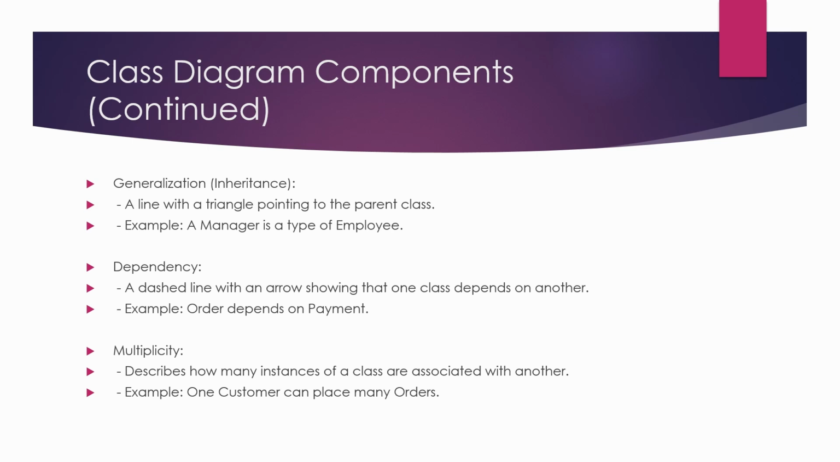Class diagrams contain several types of relationships. First, we have generalization or inheritance, which is represented by a line with a triangle pointing to the parent class. For example, a manager is a type of employee. Next, there's dependency, which is a dashed line showing that one class depends on another. Finally, multiplicity, which describes how many instances of one class are associated with another, like how one customer can place multiple orders.